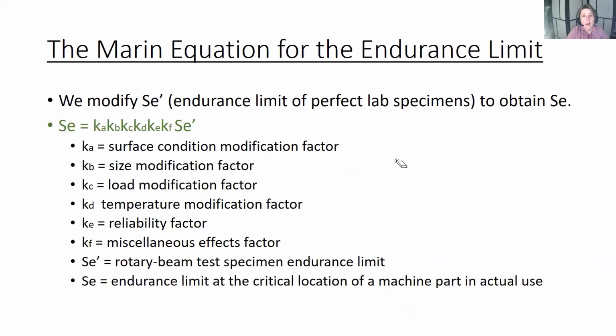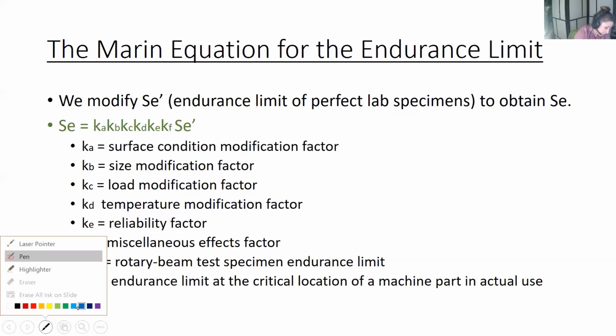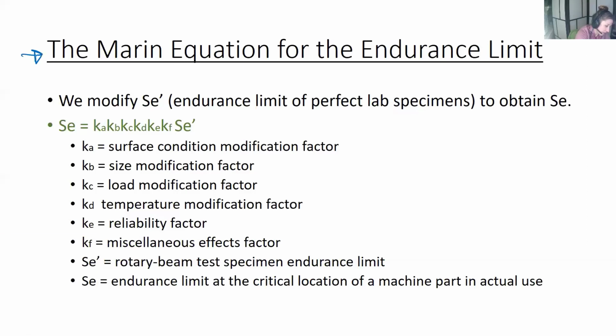So things like loading, shape, size, temperature, and corrosion all have a big impact on the fatigue strength of a component. The primary equation that we use to deal with fatigue strength is called the Marin equation. So this is something that you should have covered in 328, but we're going to review it here. So starting out, this Se prime, this is the endurance limit of a test specimen.